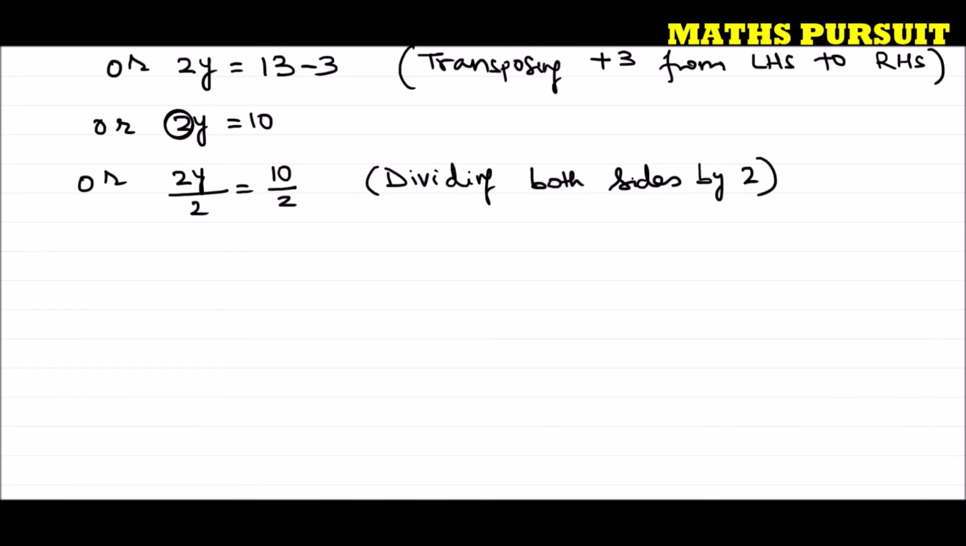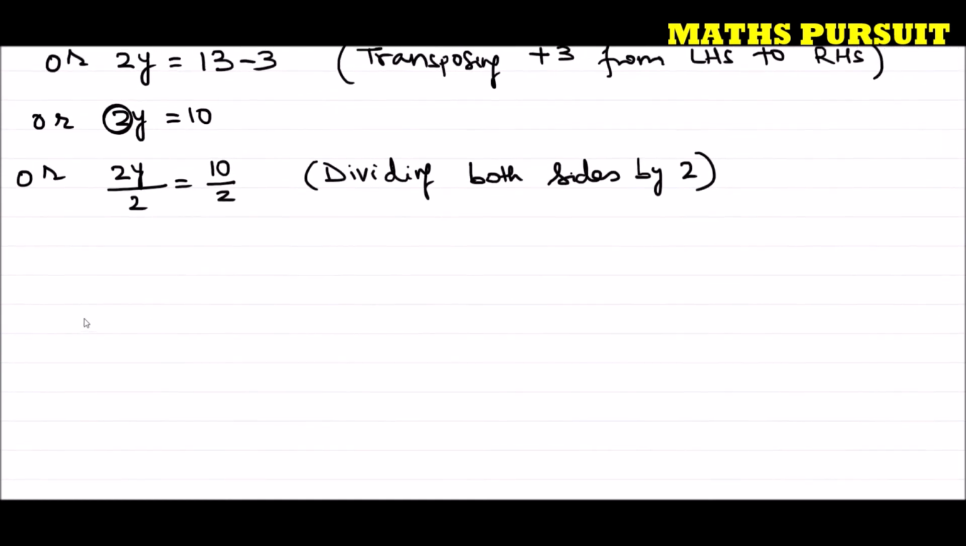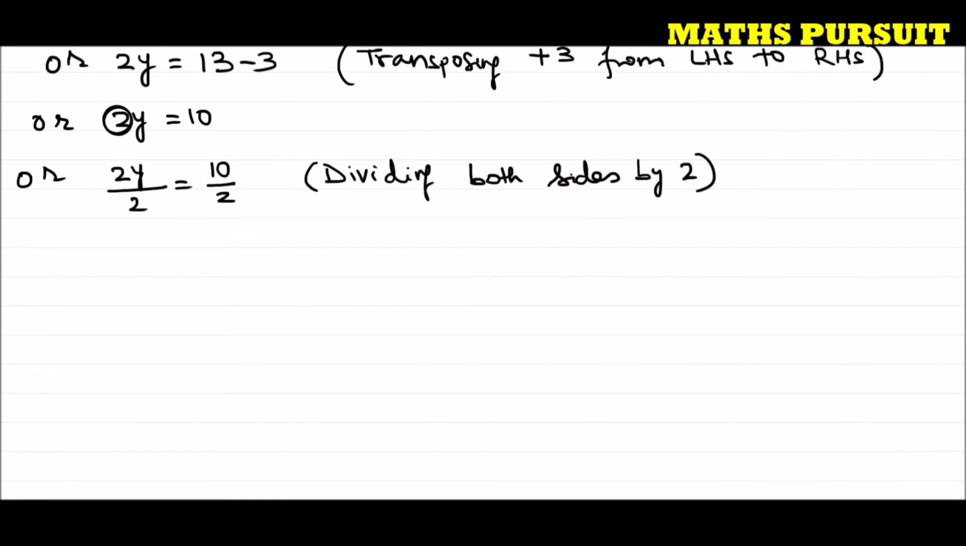Or I can write 2y divided by 2 is y. Y is equal to 5. How 5? These two cancel out and we are left with y only, and 10 divided by 2 is 5, since 2 fives are 10. Hope I'm very clear till here. What we got is y is equal to 5. This is one of the important numbers we got.